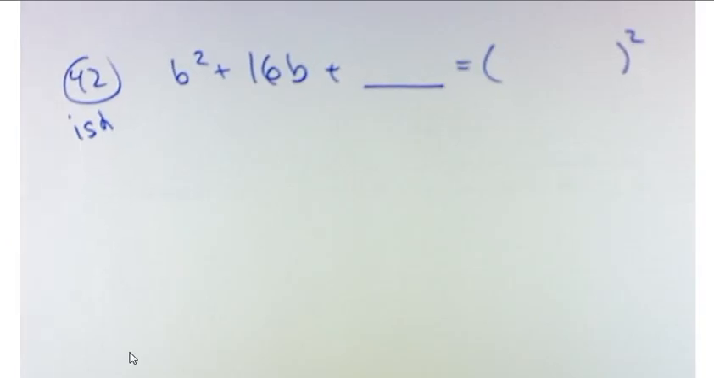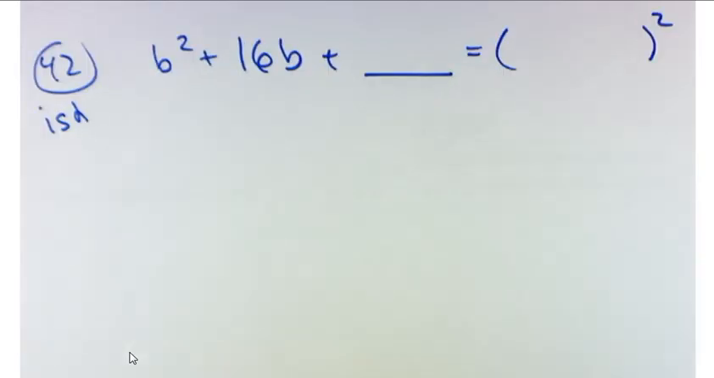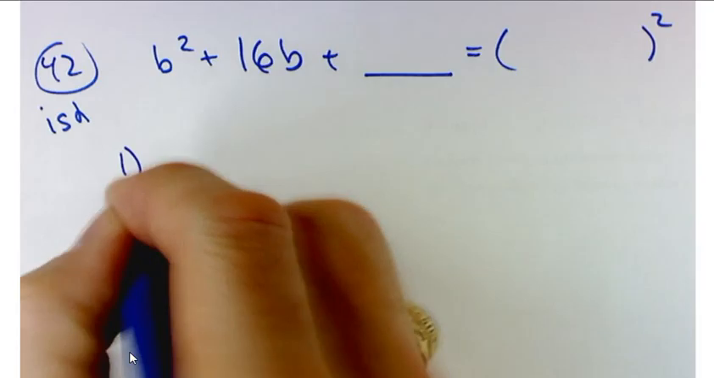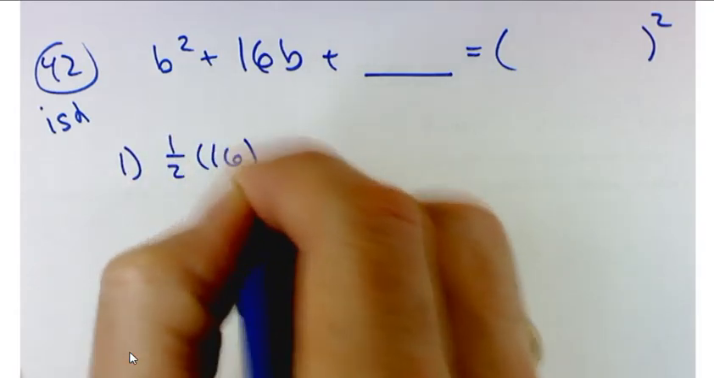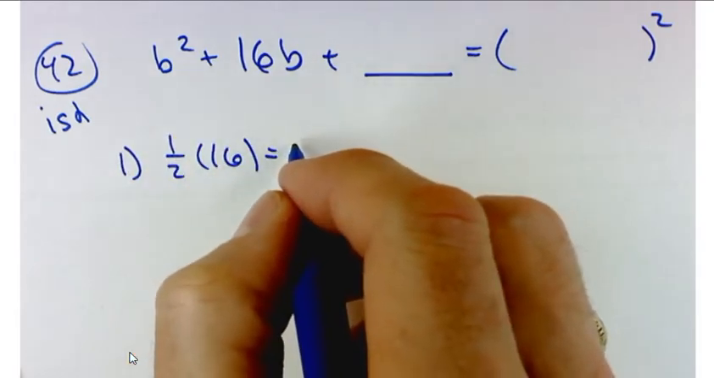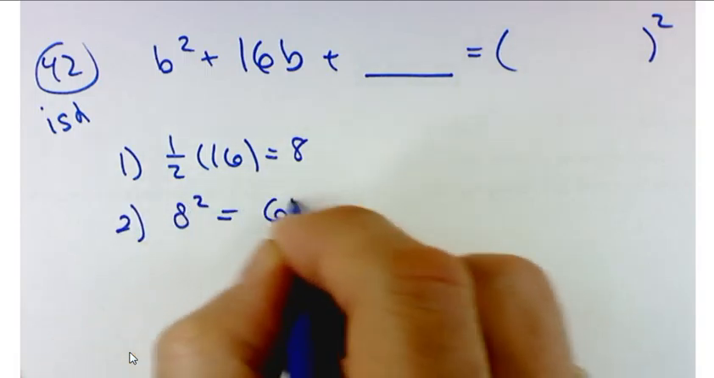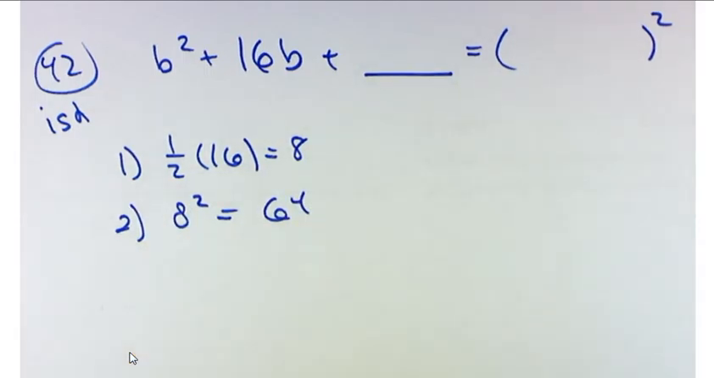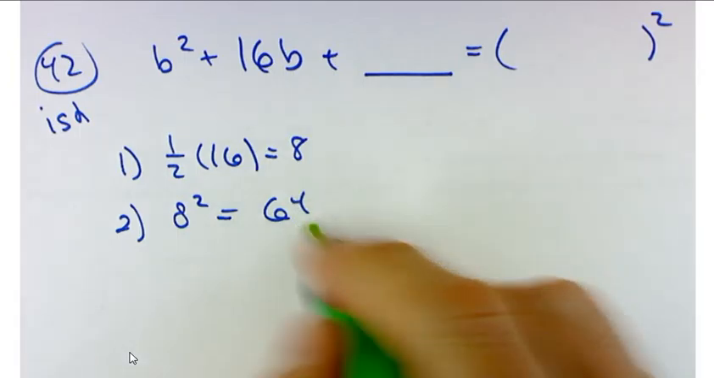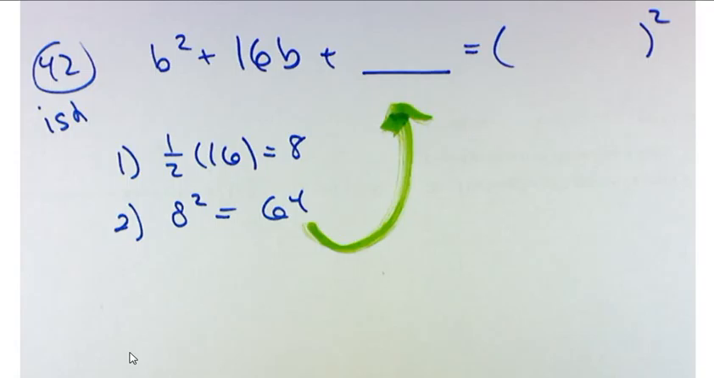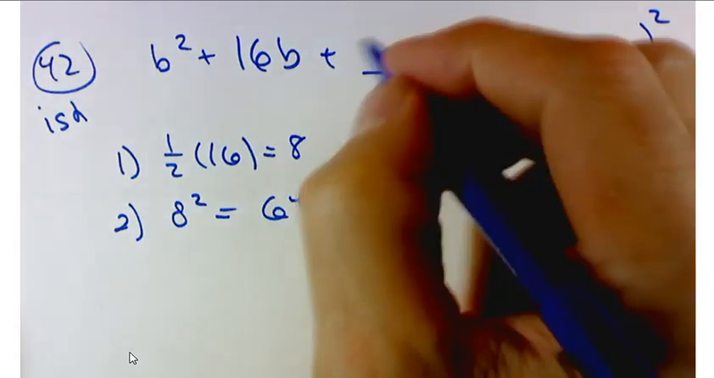Now, if I want to complete the square on this, then it's going to be 2 steps. The first step is to multiply the middle coefficient by 1/2. So 1/2 times 16 is what? 8. Then take the 8 and square it and get 64. That 64 is going to go right here.